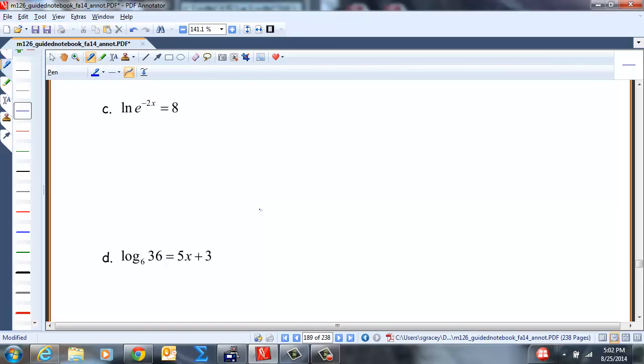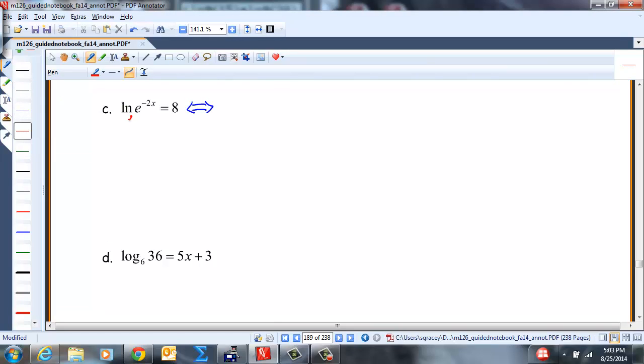Okay, so next up, natural log of e to the negative 2x is equal to 8. So if I switch this into exponential form, it's a little tricky. What is the base of the natural log?